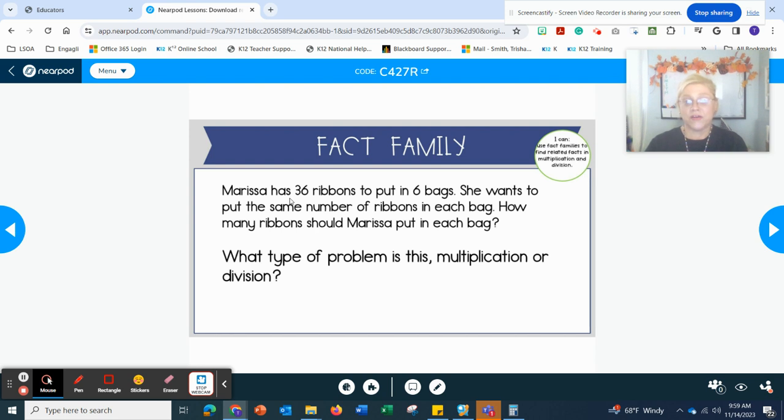Well, let's work on another one. Marissa has 36 ribbons to put in 6 bags. Miss Smith needs to learn how to read, doesn't she? She wants to put the same number of ribbons in each bag. How many ribbons should Marissa put in each bag? What type of problem is this? Multiplication or division? Think it out.